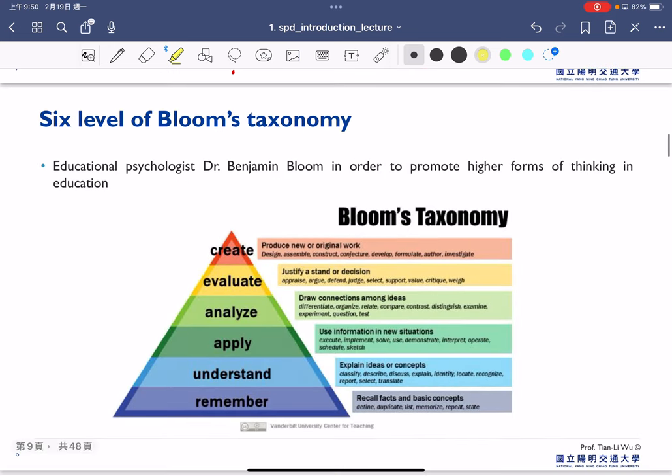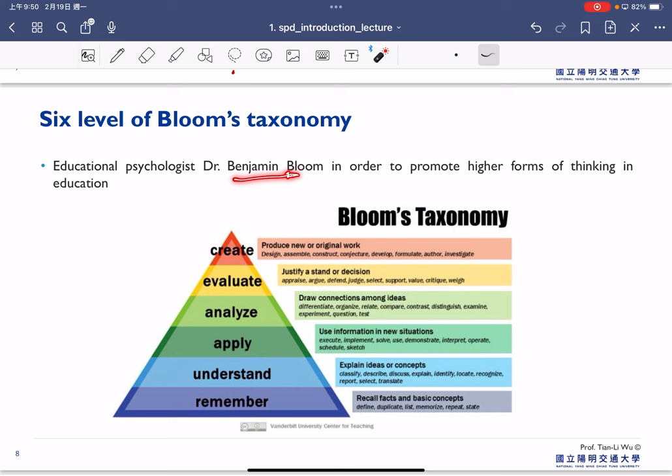And in this class, we will also follow the educational professional called Dr. Bloom. And he set up different goals when we consider education and learning. And this is what we call the six levels.